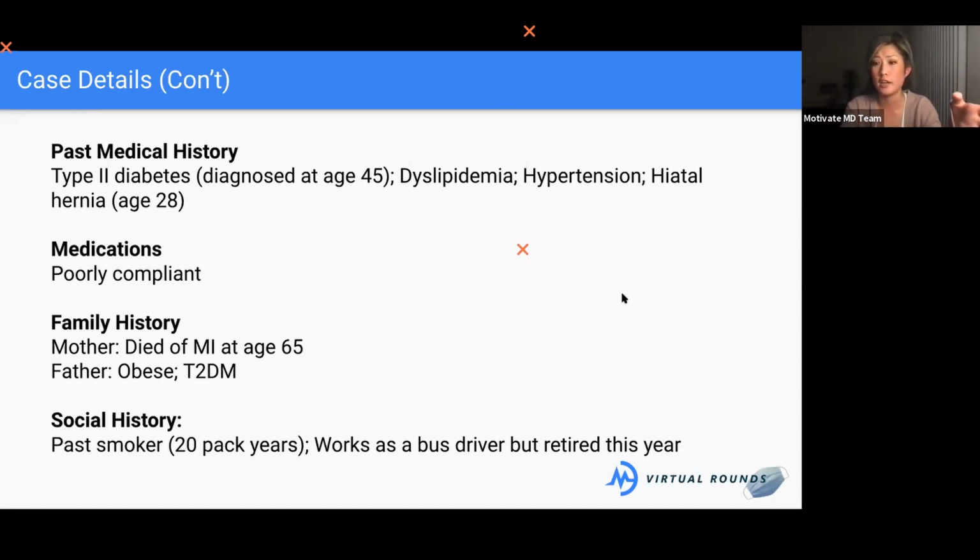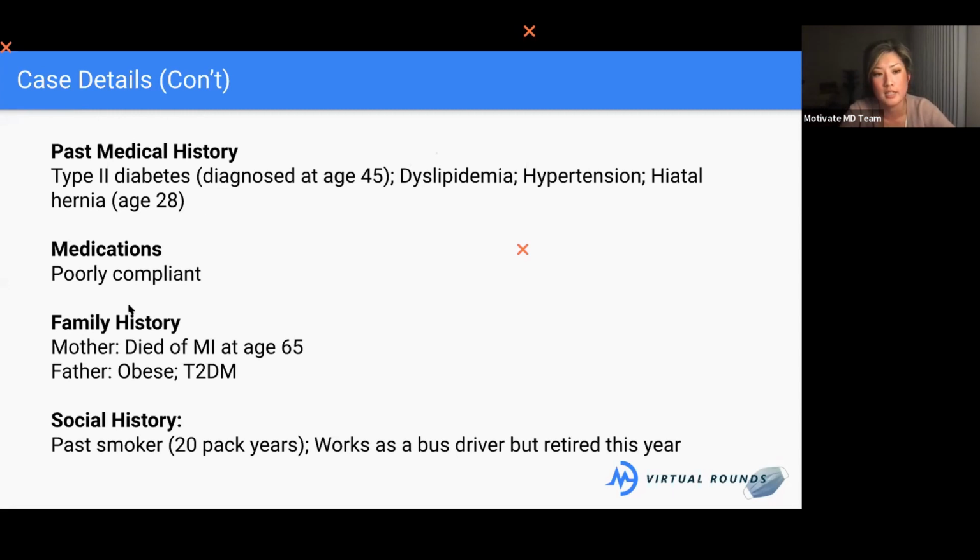I threw hiatal hernia in there. You don't need to know what that is, but basically, if the stomach is sliding up through the diaphragm and the abdomen, that can cause GERD, which can cause chest pain. So I threw that in there because we have to consider when someone comes in with retrosternal burning chest pain, it might just be GERD. They might just have indigestion. So if they have a history of a hernia, we may want to consider that in our differential.